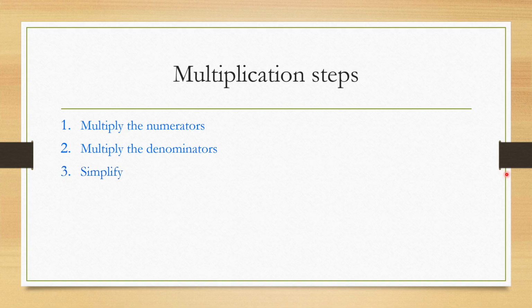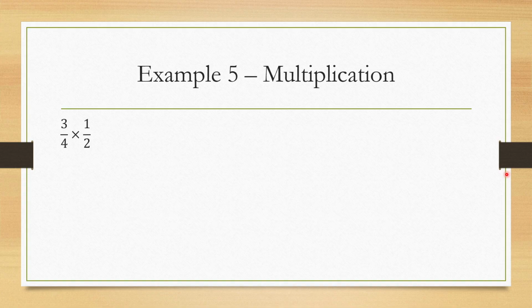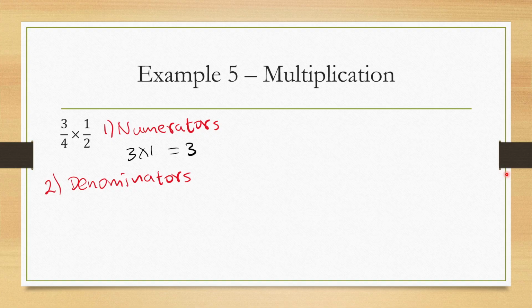So let's look at an example. Example 5, multiplication. If you want to have a go yourself, you can pause the video now and have a go. If not, let's move on. It's going to be 3 over 4 multiplied by 1 over 2. First thing you need to do is multiply out the numerators. So you do 3 times 1, that gives you 3. Secondly, multiply out the denominators, which gives you 4 times 2, that is 8.